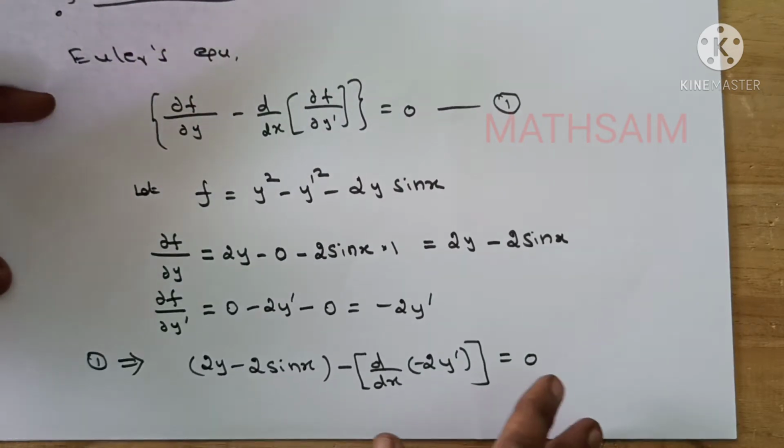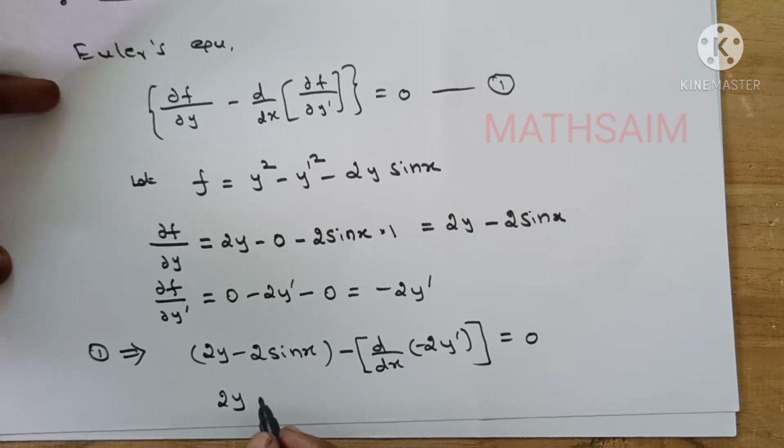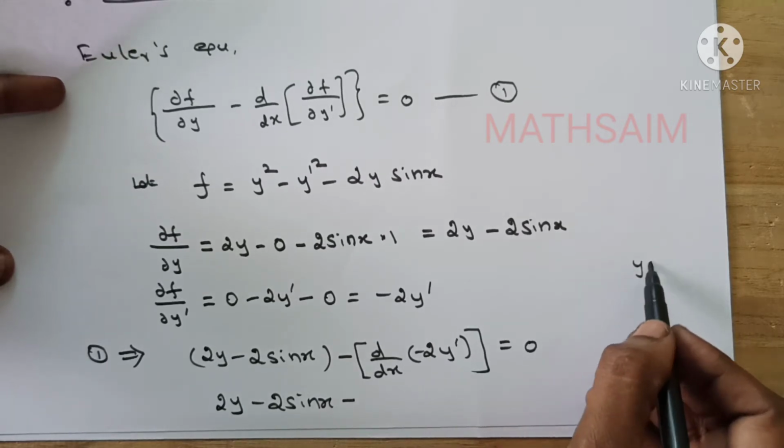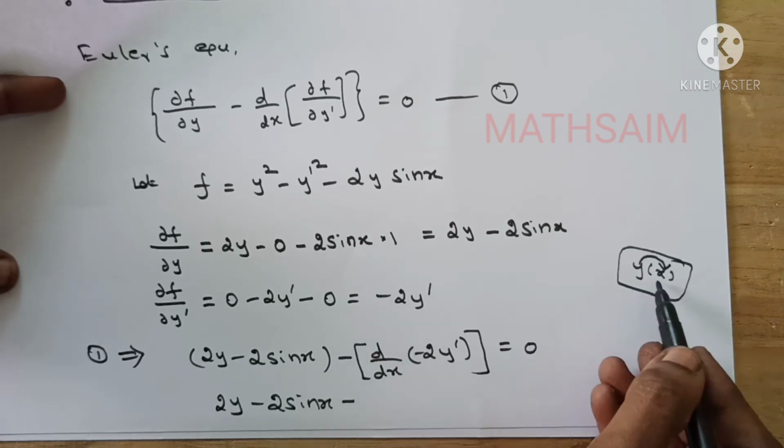2y minus 2 sin x. This is 2y minus 2 sin x. And here, what is this y? This is only the function, that is y of x. Usually we are writing the function as y of x. So here y is the function of x.